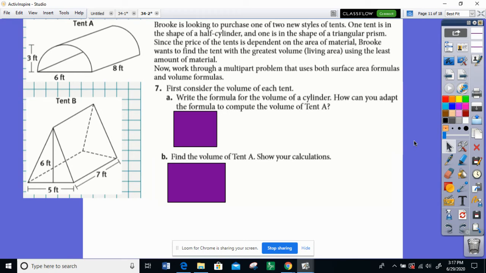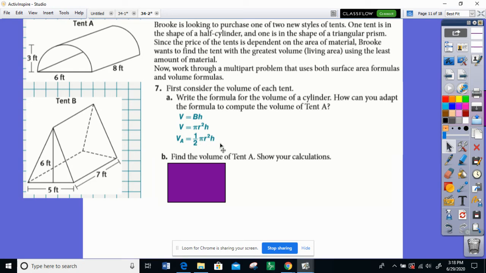First, we're going to do the volume formula for a cylinder. So that's the area of the base times the height, which is pi r squared times the height. But this is not a full cylinder. This is only the top half of the cylinder. So we're going to multiply that total volume of the cylinder times 1/2.